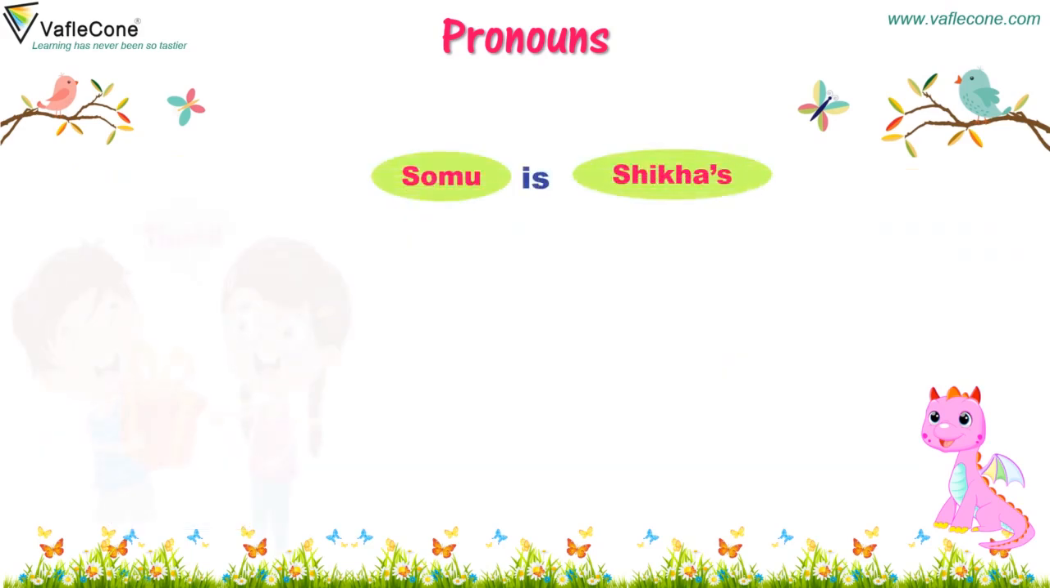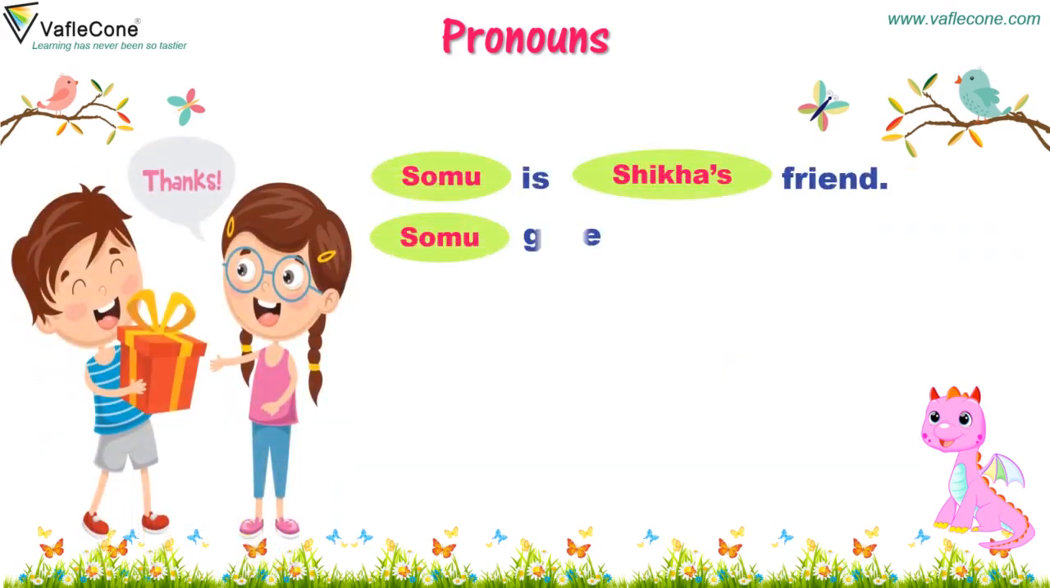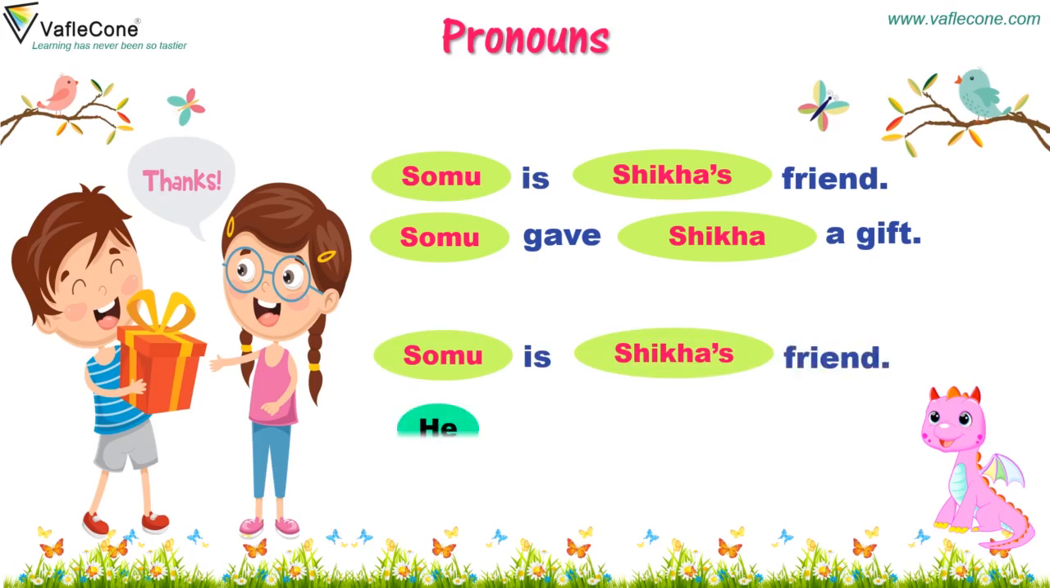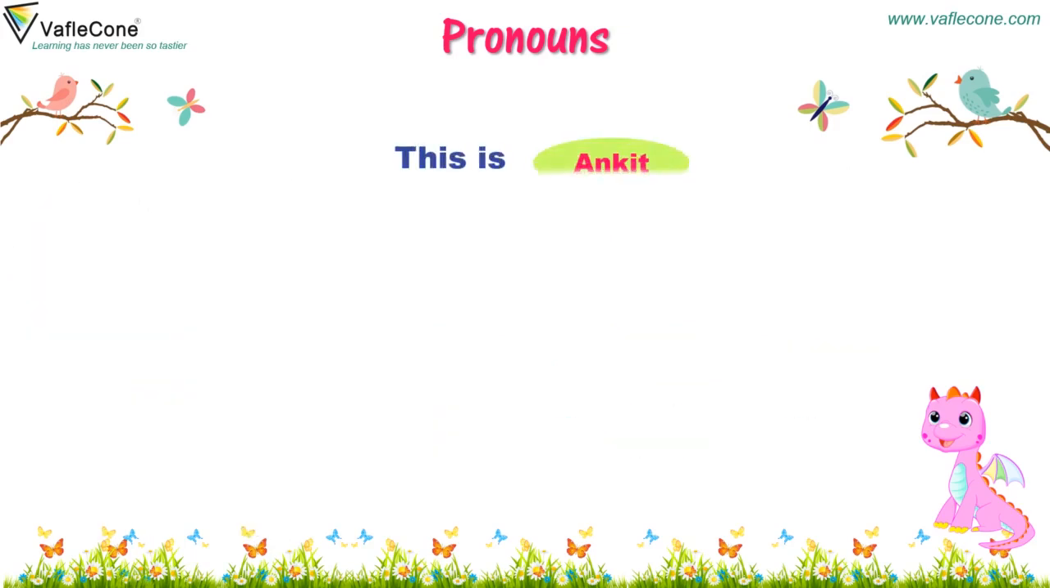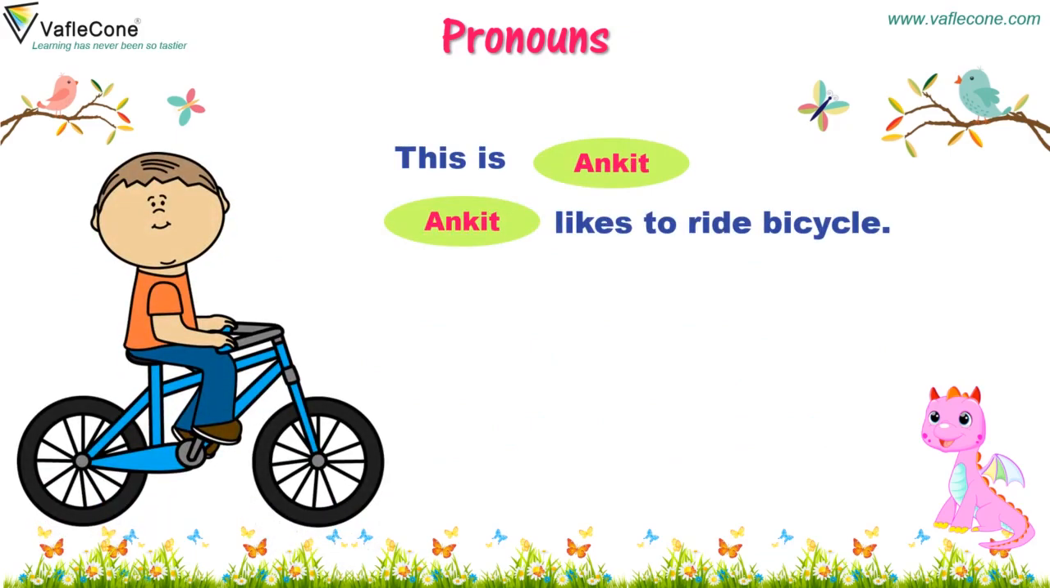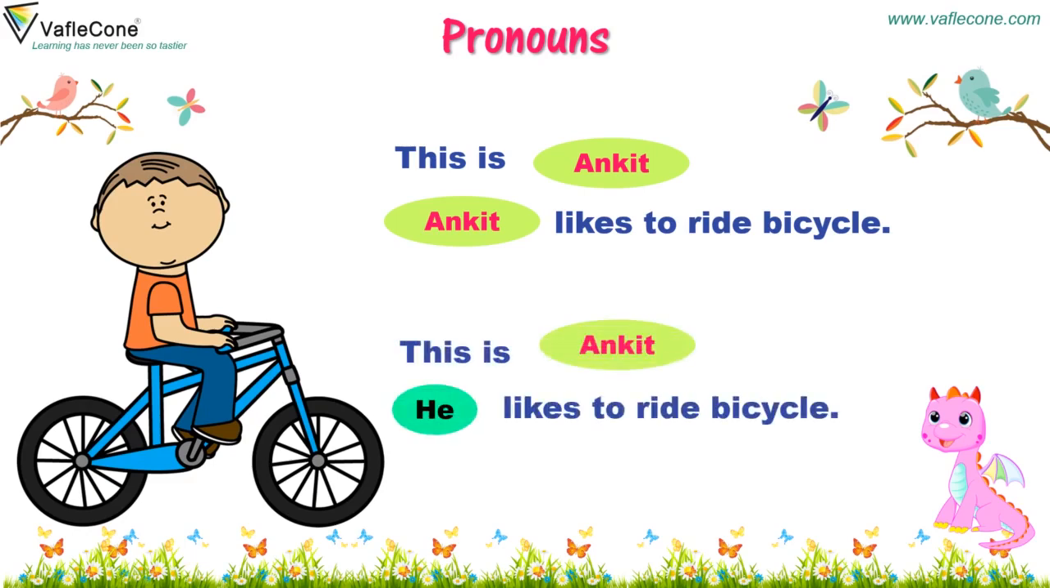Somu is Shikha's friend. Somu gave Shikha a gift. So instead of writing like this, we can write: Somu is Shikha's friend. He gave her a gift. This is Ankit. Ankit likes to ride bicycle. So instead of writing like this, we can write: This is Ankit. He likes to ride bicycle.